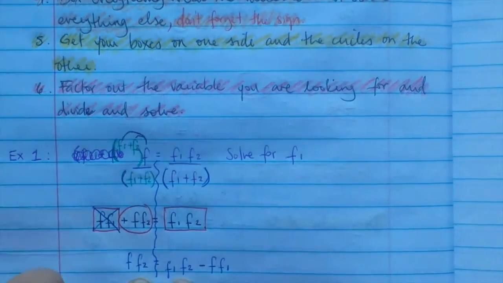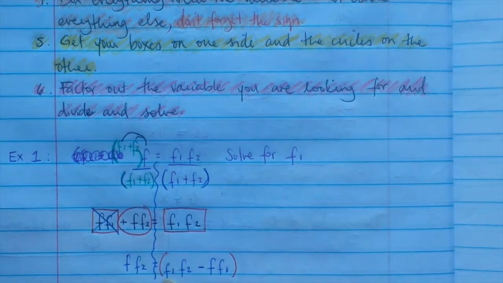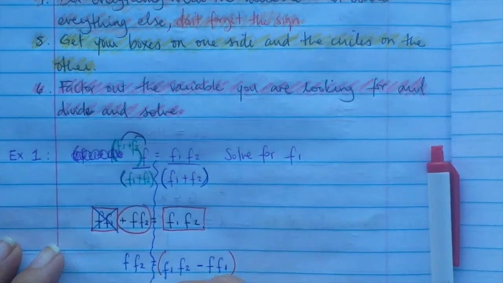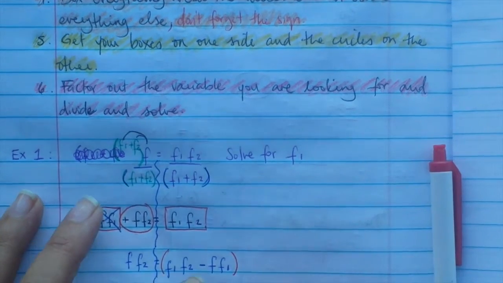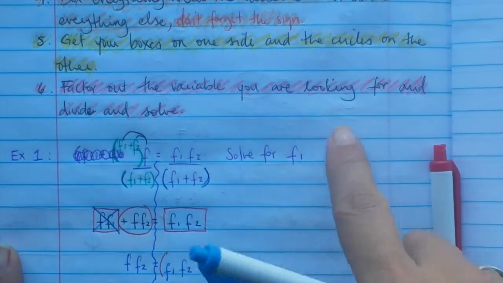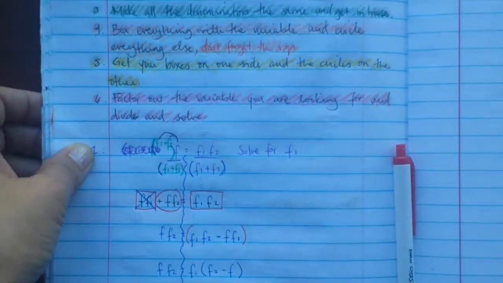It says factor the variable you're looking for. Factor the variable that you're looking for. We're looking for f1, so we're going to take that out of the house. So f, f2 equals, then we're taking f1 out of the house. So it's going to be f1 outside the house. What's left? f2 minus f. Again, I know you can't see it, so listen until you get a chance to copy it down.